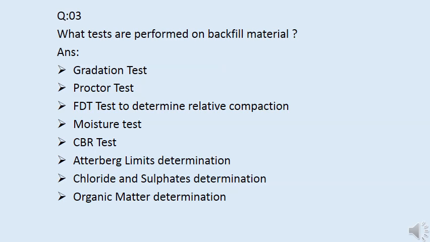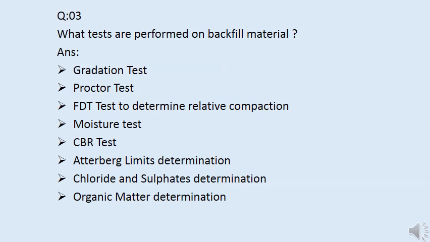Number 2 is the Proctor test. Proctor test is performed on the backfill material in the laboratory to determine the maximum dry density and optimum moisture content. FDT test to determine the relative compaction. FDT test is performed on site on the compacted soil to find the in situ dry density.